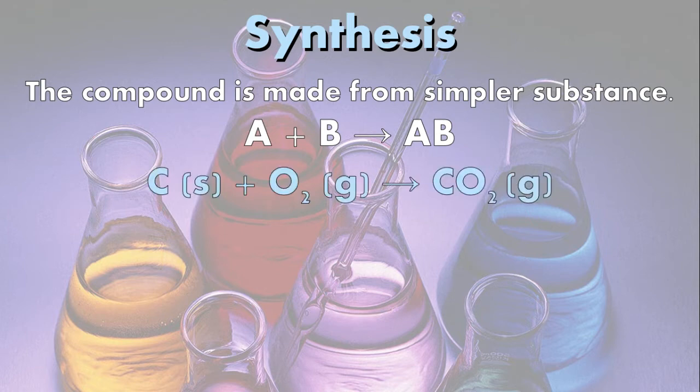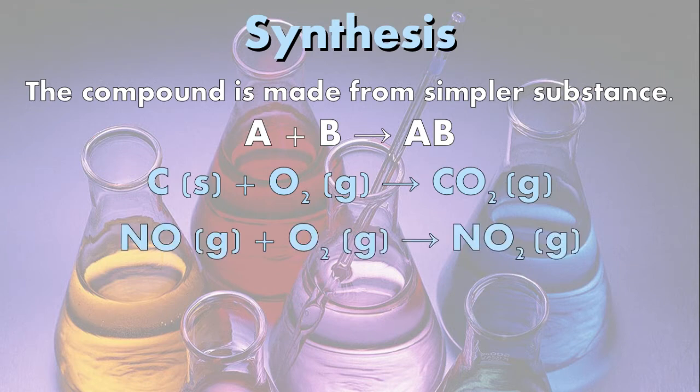Let's have, for example, the synthesis of carbon dioxide. In the reactants, you have one carbon plus one oxygen gas, yielding a carbon dioxide molecule. Another one is the synthesis of nitrogen dioxide. It comes from the colorless gas nitrogen monoxide, which then undergoes a synthesis reaction, forming nitrogen dioxide.